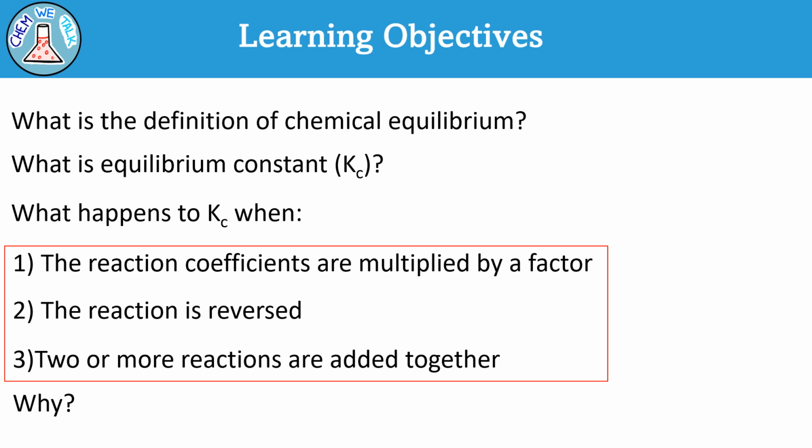Okay, as usual, before we get started, let's look at the questions that we're going to answer in today's video. What is the definition of chemical equilibrium, what is the equilibrium constant Kc, and what happens to Kc when three things happen. First, when the coefficients of a reaction are multiplied by a factor. Secondly, when the reaction is reversed. And third, when two or more reactions are added together. And more importantly, the main goal of this video is explaining why those things happen instead of just memorizing it.